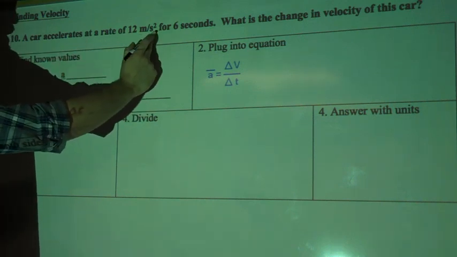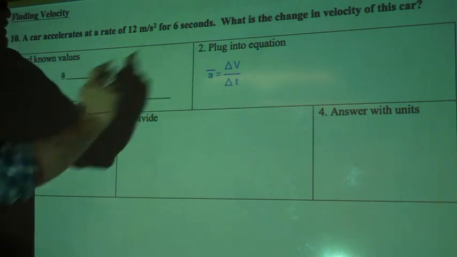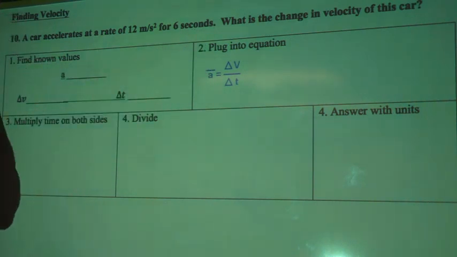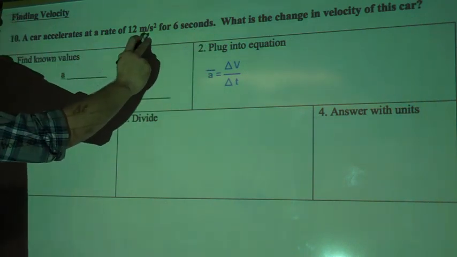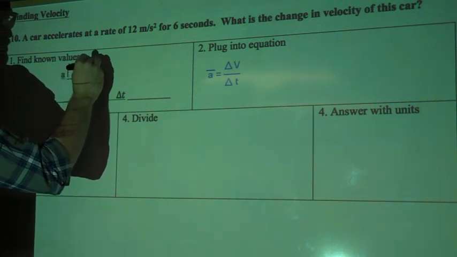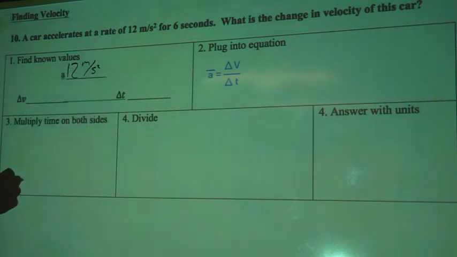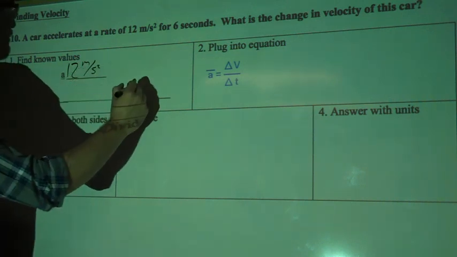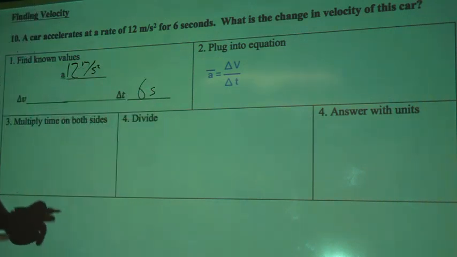meters per second squared for 6 seconds. What's the change in velocity of this car? So we know it accelerates at a rate of 12 meters per second squared. So acceleration here will be 12 meters per second squared. And it's doing that for the change in time will be 6 seconds. Cool. We don't know the change in velocity yet, but we'll find that out.